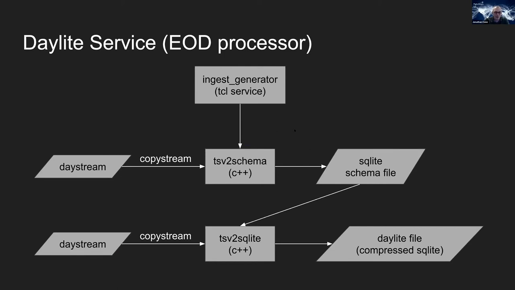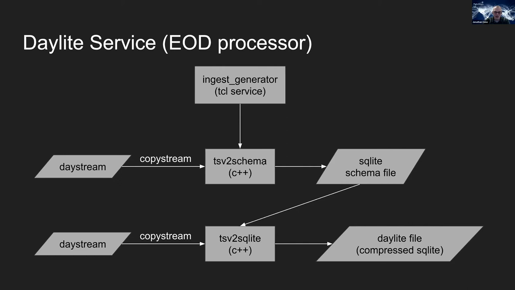So our first one that's really kicking everything off, this is just a TCL service called ingest generator. That's what I mentioned. This is doing end of day processing. So it's waking up periodically. Is our new file there? If so, it'll launch TSV to schema where we'll pass through our day stream. And the day stream is just what we call these TSV files. Using a little bit of this C++ program called copy stream, which is high speed access to these day stream files. Gets ingested in here.